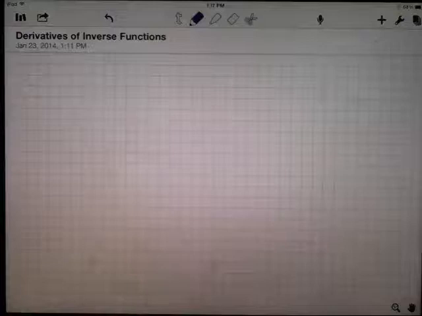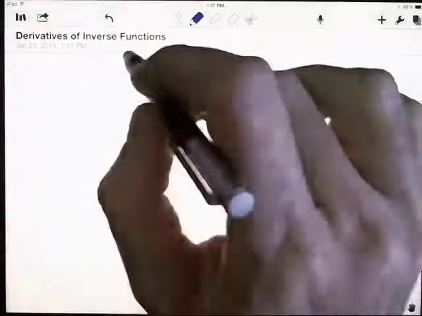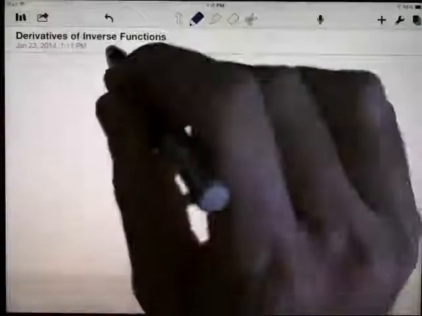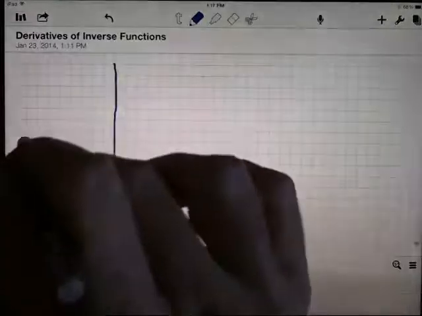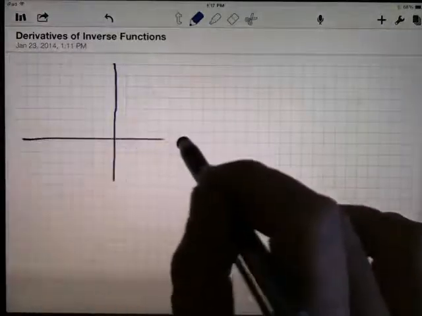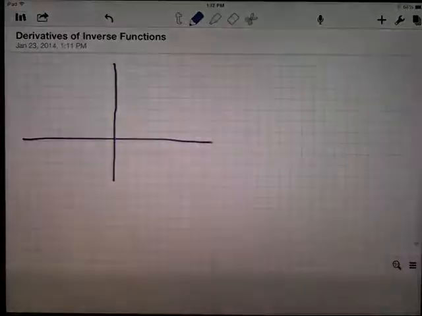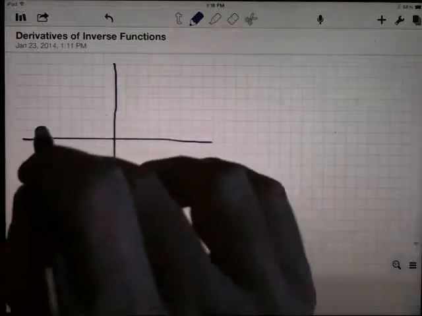The derivative of the inverse function is the reciprocal of the derivative of the function with the other variable plugged in. Let me explain. I want to take a look at derivatives of inverse functions, and in relation to the derivative of the function that they're the inverse of. So if you know the derivative of a function, can you use that information to find the derivative of the inverse function?